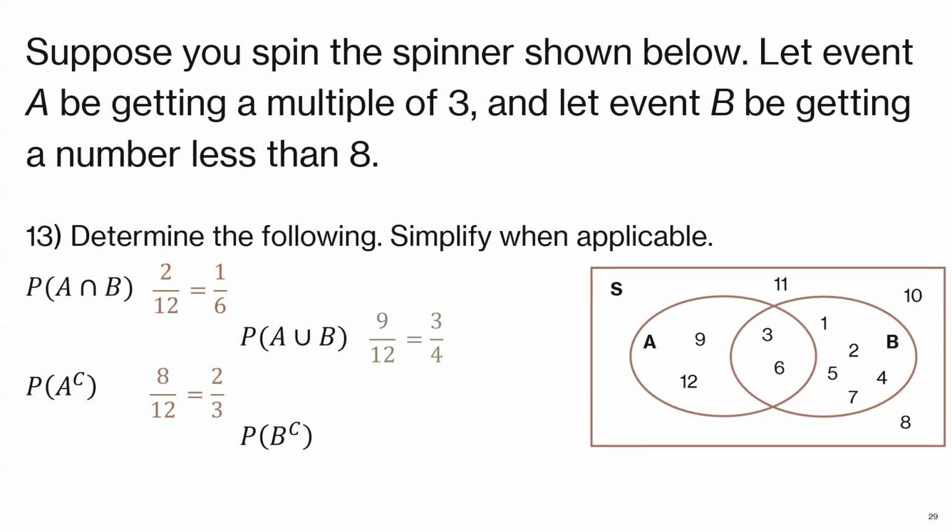And then finally, the complement of B is everything that's outside of oval B. So that's 9, 12, 11, 10, and 8. There are 5 options out of my 12 total. That doesn't reduce, so we would just leave that alone.